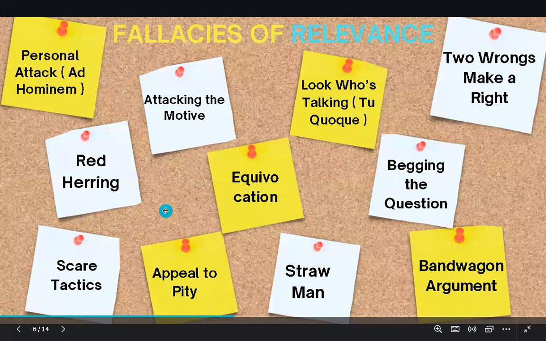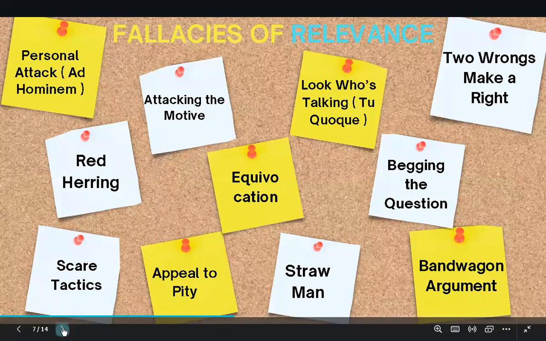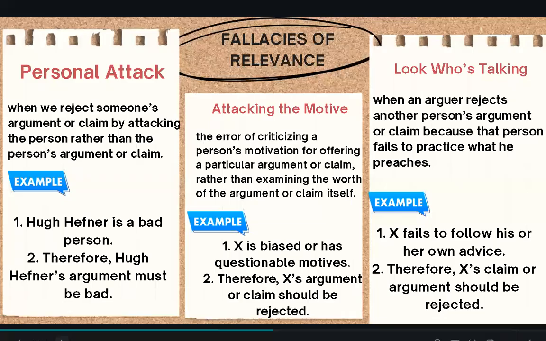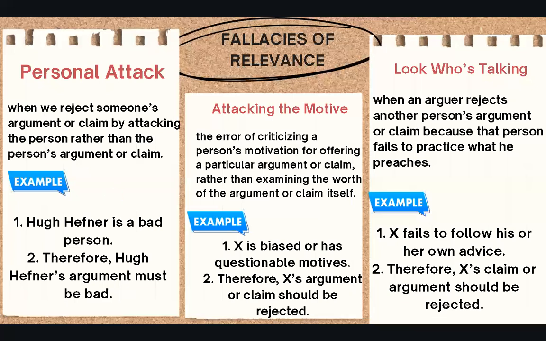And as we see, there are lots of fallacies of relevance. We are going to look at them one by one. The first is personal attack, when we reject someone's argument or claim by attacking the person rather than the person's argument or claim. Here is a good example: Hofner is a bad person, therefore Hofner's argument must be bad.